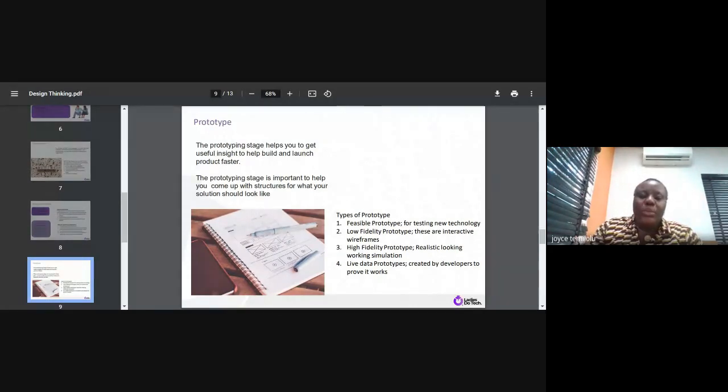A high fidelity prototype is a realistic looking simulation, something you can play around with to see how it works, how the system communicates with each other, how the usage works, and how one part connects to another part. That's where your high fidelity prototype comes into play. And your physical prototype and live data prototype are just for you to see if the technology responds the way it's supposed to respond.